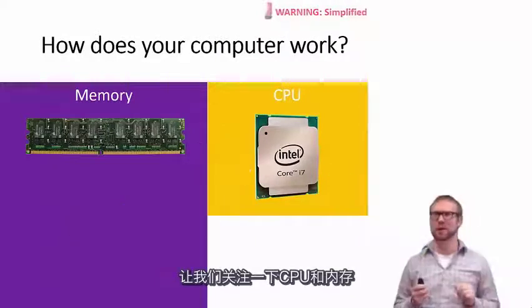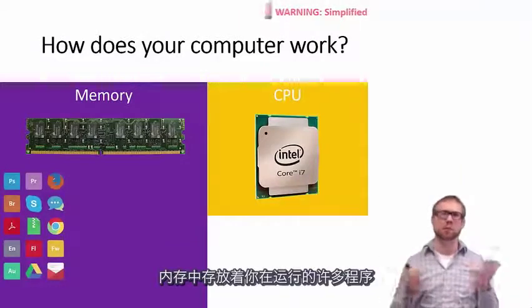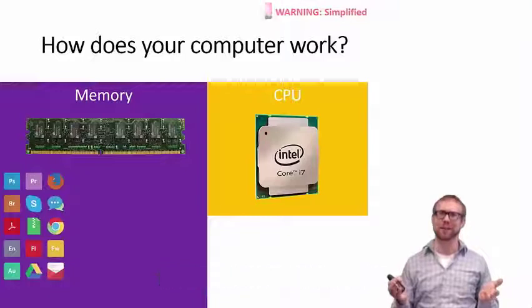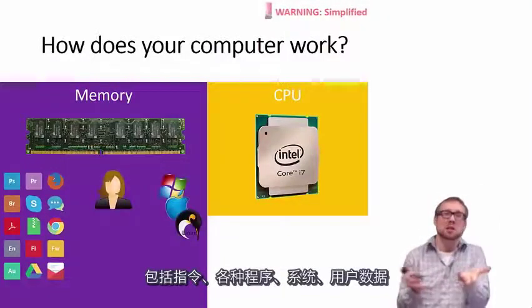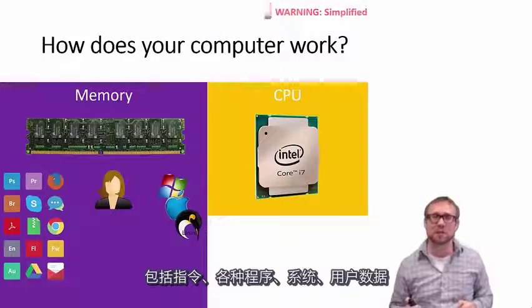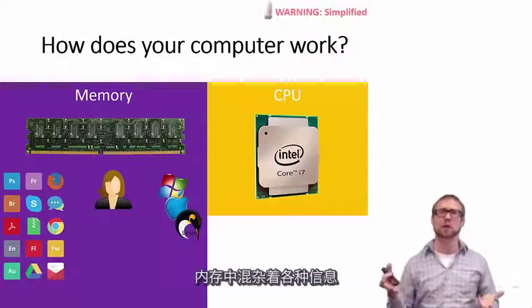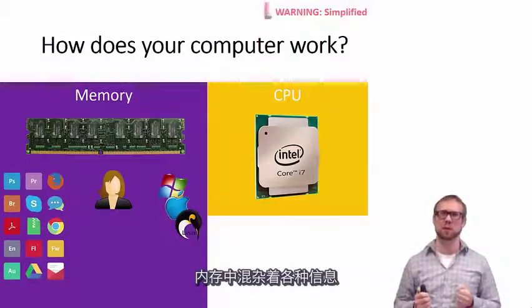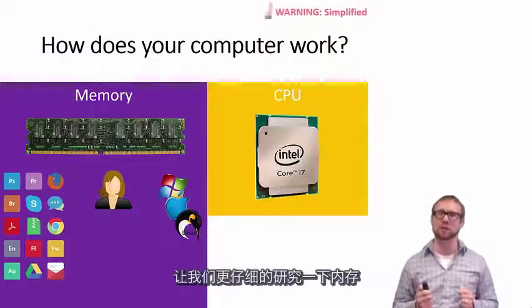So let's zoom in on the CPU and the memory. Inside your memory, you actually have the contents of all the different kinds of programs that you're currently running. This could be the programs you're running, it could be the data pertaining to them, it's data pertaining to the operating system that you're running, like your Linux or your Windows or your macOS and so forth, and it's your user data. Memory is an amalgam of all these different types of things that could be used, as well as storing intermediate computations used by the CPU.